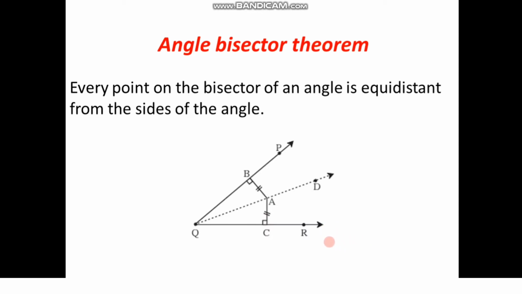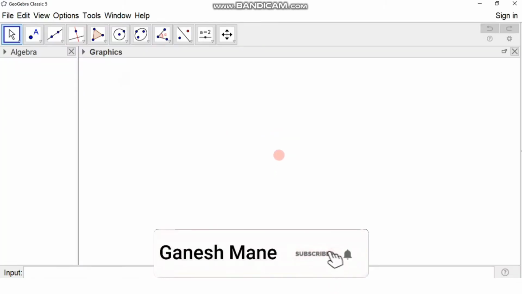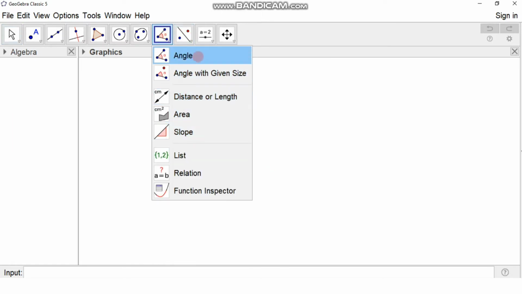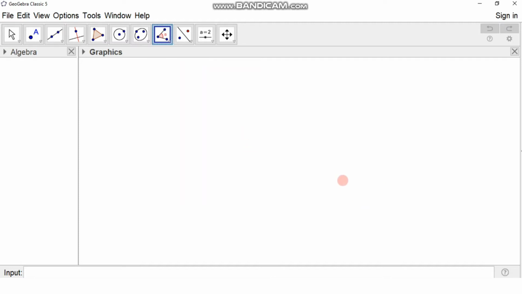So now we are going to verify this by using Geogebra. So let's move to Geogebra. This is our Geogebra interface. We have to verify the angle bisector theorem. So first of all, we must have an angle. So click on the angle icon, and we can draw an angle of any measure. So these are the 3 points on two sides of an angle.